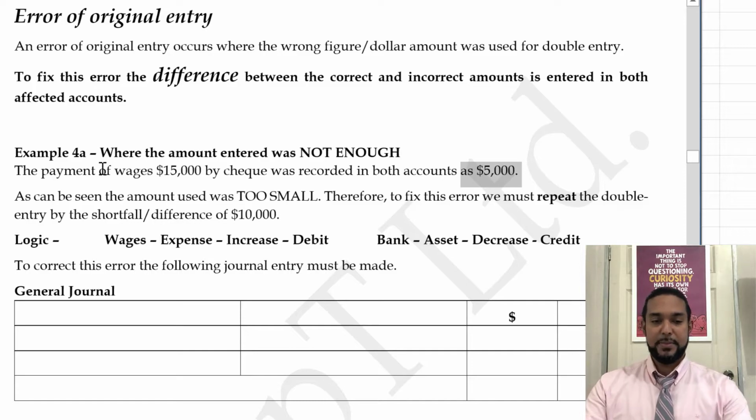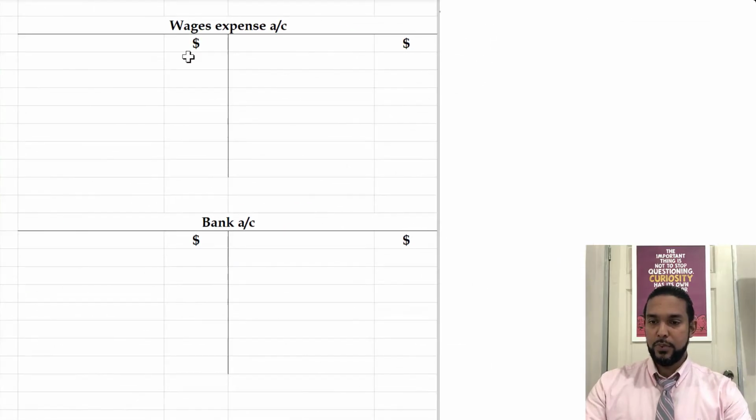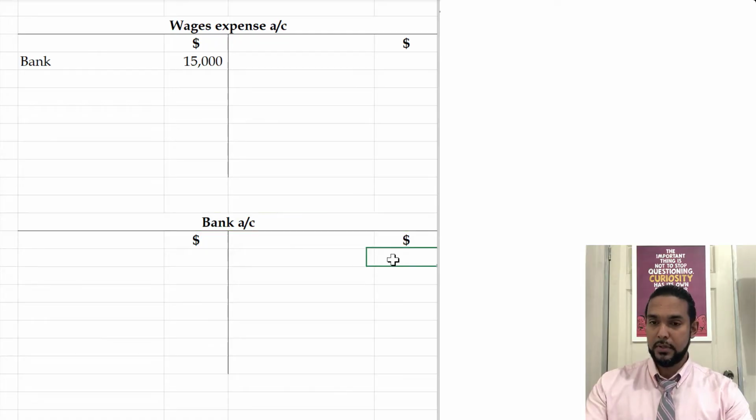Now, the payment of wages. Wages is an expense, and when you pay an expense, you have to debit the expense account. So in wages, we're going to put 15,000, and it was by check. Check means bank was affected. Now, bank is an asset, and if we're paying money out of bank, that means bank is decreasing. So to record a decrease in an asset, you're going to have to credit the asset account.